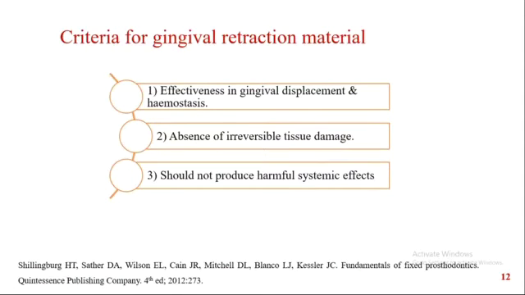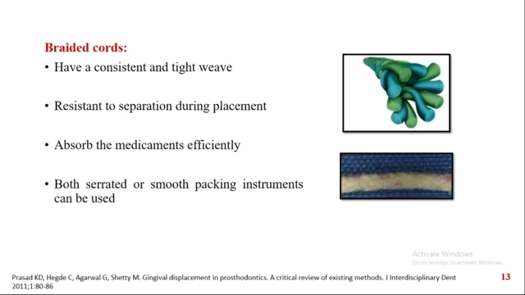Coming to the criteria for gingival retraction material. Now, there are three main criteria for gingival retraction material. That is, first, it should have an effective gingival displacement along with control of the hemostasis and the fluids present. Also, there should be absence of any irreversible tissue damage, and it should not produce any harmful systemic effect. Now we'll see each retraction cord in detail.